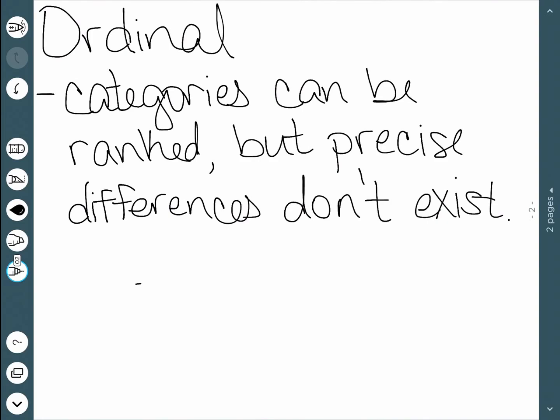As an example, if we think of the poor, acceptable, good, what I call poor, you may think is acceptable. And there's no quantifiable difference between poor and acceptable. There's no exact difference there. So we can't exactly talk about exact differences, so that would be an ordinal level.